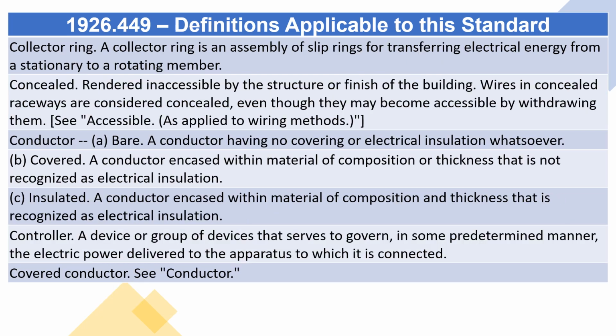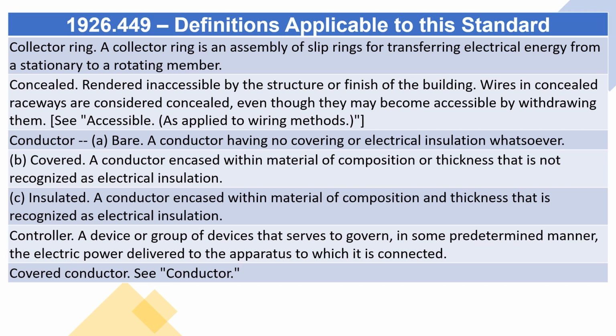Collector ring. A collector ring is an assembly of slip rings for transferring electrical energy from a stationary to a rotating member. Concealed. Rendered inaccessible by the structure or finish of the building. Wires in concealed raceways are considered concealed, even though they may become accessible by withdrawing them. See accessible. As applied to wiring methods.